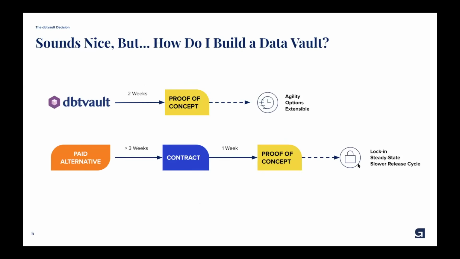I really didn't want to code it from scratch because that would take a really long time. I'd make lots of mistakes. So that left me with two options. One was using dbt and dbtvault, and the other one was using a paid alternative that's out there that has lots of bells and whistles, but a different set of behavior and economics.